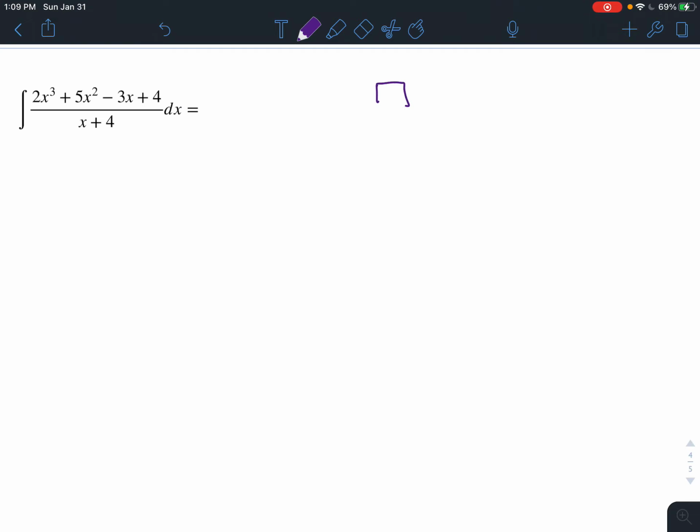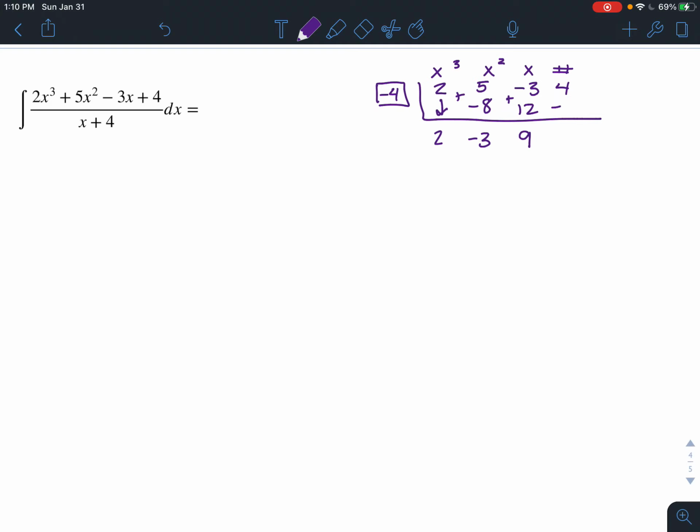If I do some synthetic division, I would put -4 in the box, and I like to label my columns so I remember what they stand for. Putting the coefficients of my numerator across the top of my synthetic division chart, I drop my first coefficient down. If I multiply, I get -8, which gives me -3, that's going to give me +12, if I add that I get 9, and then -36, so I get a remainder of -32. My synthetic division tells me that this is all equal to 2x squared minus 3x plus 9 minus 32 over x plus 4.